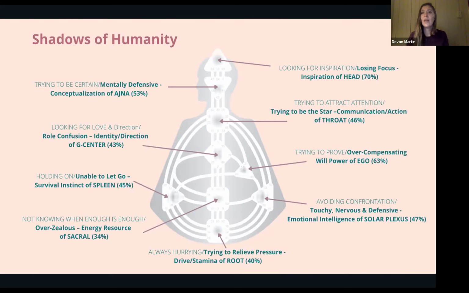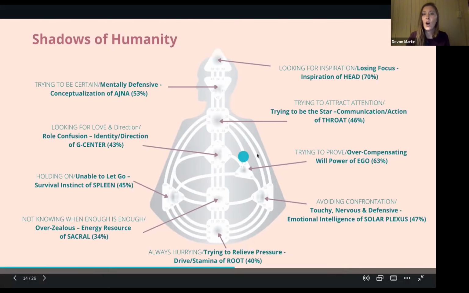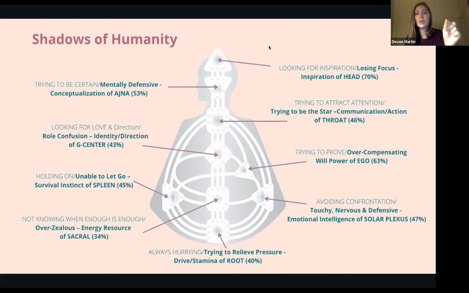Another big one is of the ego center. And this is very common. The percentages on here are the percentage of the population that have these centers open. Another huge one is the ego or the willpower center, and it is not feeling good enough. So really feeling like we're not good enough. So we try to prove our worth, or we try to show up more, we overcompensate, overgive, take less money than what we're worth, that kind of thing. This is like a huge symptom on the planet, is not feeling good enough.